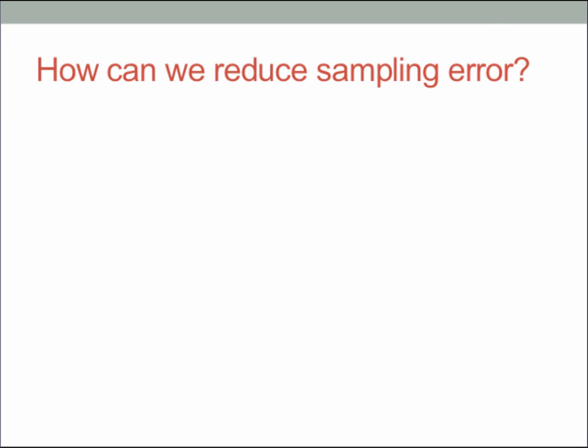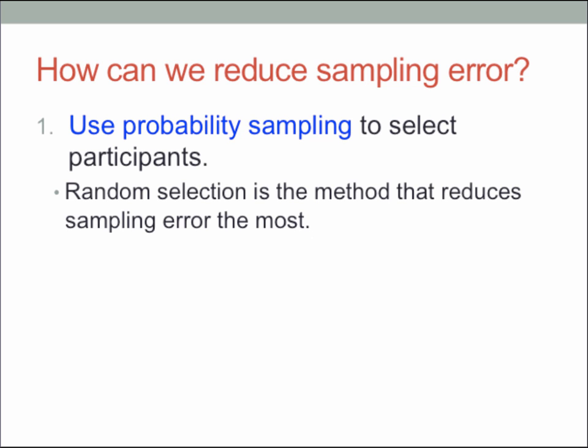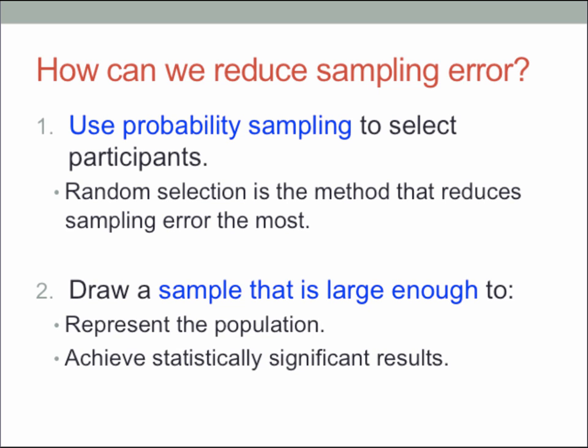So then what do we do? How can we reduce sampling error so that our sample looks as close to our population so that we can generalize our findings from our sample to the population? Well, one strategy is we can use probability sampling to select participants. Random selection is the method that reduces sampling error the most. So we want to incorporate probability sampling and random sampling when we design our studies in terms of the methodology to collect our sample.